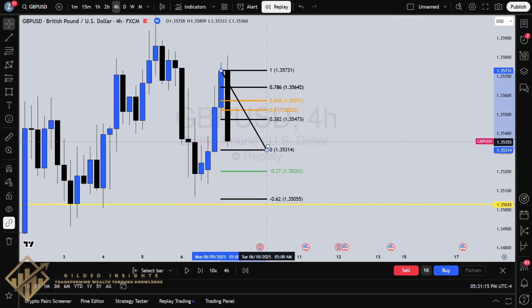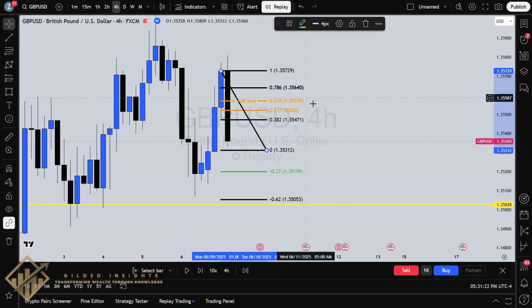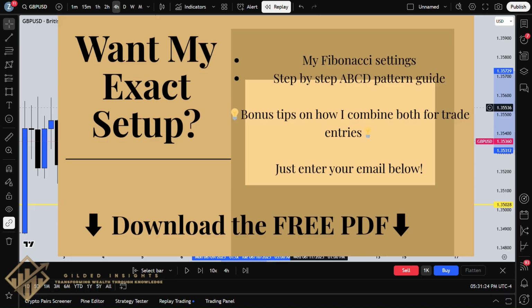Now, when you have your Fib tool set, the next thing you're going to do is change your settings. I know this could be a lot at first, so I put together a simple PDF with my exact Fibonacci settings as well as some extra ABCD pattern tips, if you click the link below. You can download that, follow along, and come back to this video to make sure you are using the tool properly, as well as this amazing cheat sheet that I put together.